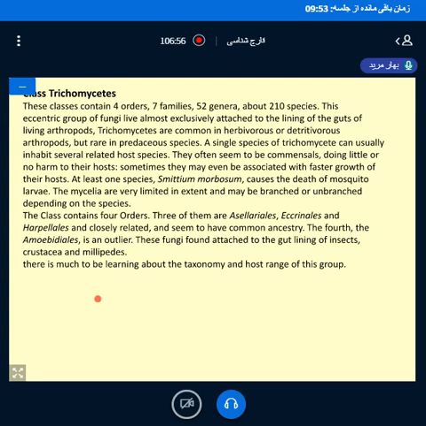Okay. There is much to be learned about the taxonomy and host range of this group.